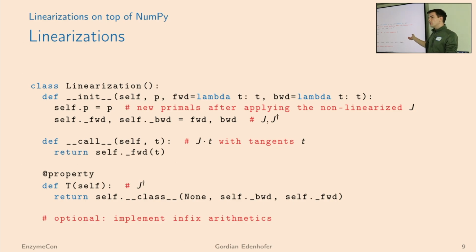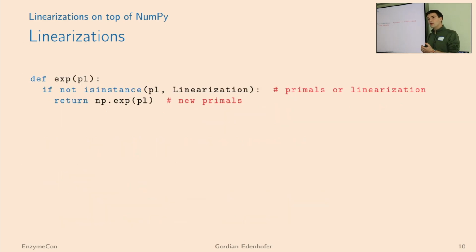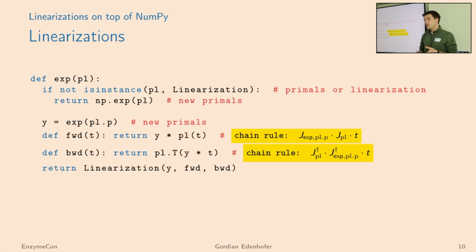With this simple class, we can already start building our overloading strategy. So our new exponential function has this branching in it. Namely, it's going to check whether the input is a linearization. And if it is not, it is just going to apply the normal exponential function, in this case just calling NumPy exp. However, if it is a linearization, we're again just calling NumPy exp, but this time on the primals of the linearization.